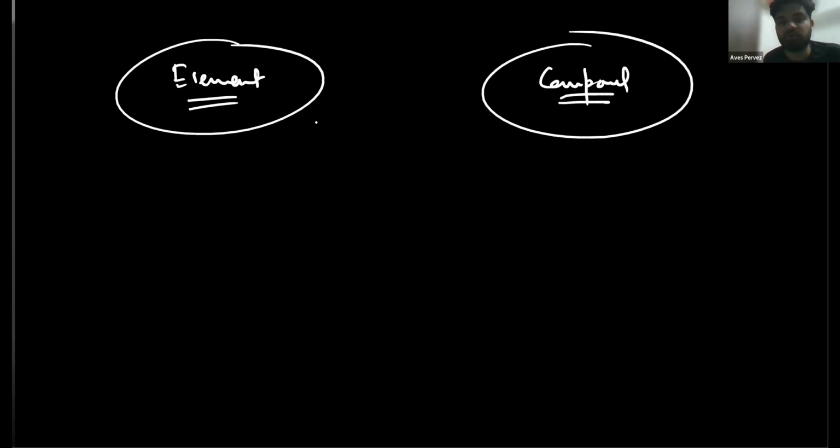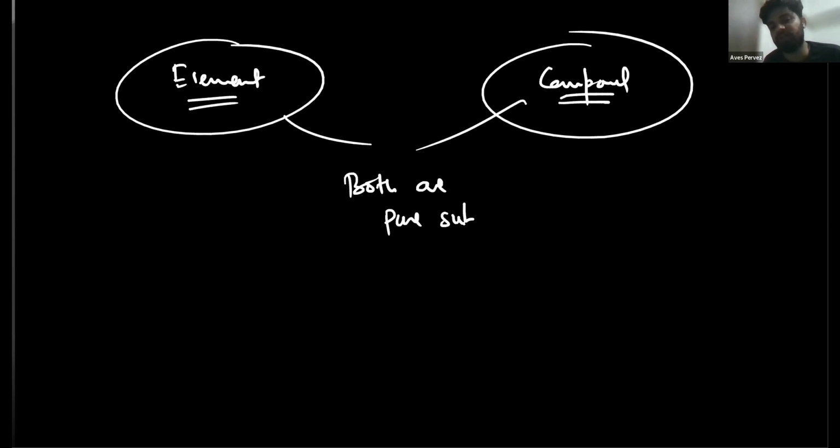What's the difference between element and compound? Let me explain. You know that an element is a pure substance of matter. There are two types of substance, pure and impure. Elements and compounds are both pure substances, that is the common thing. But what is the main difference?